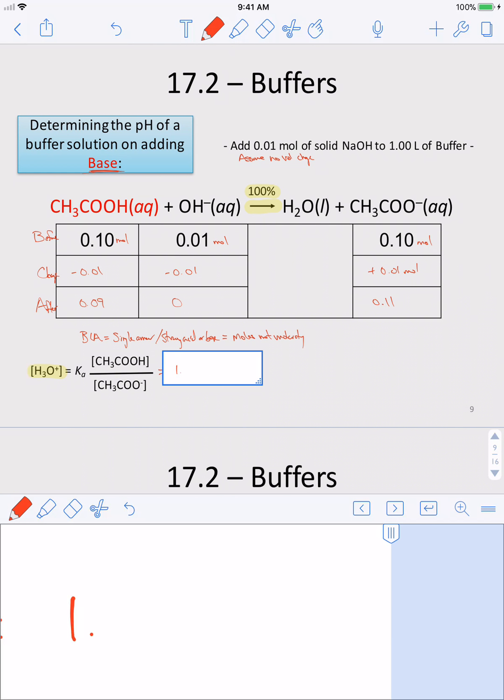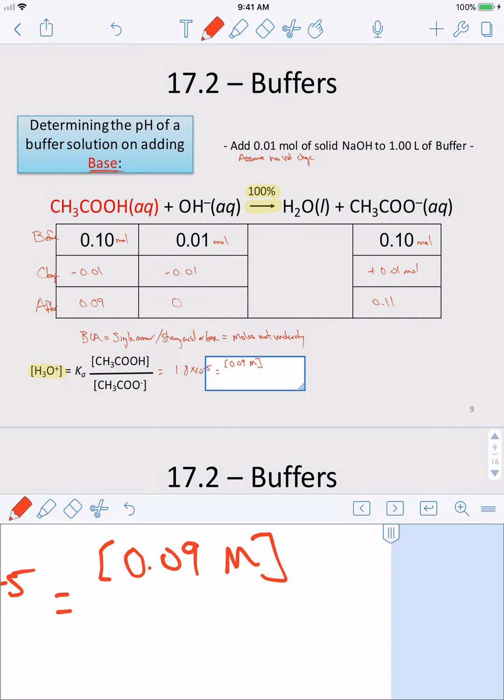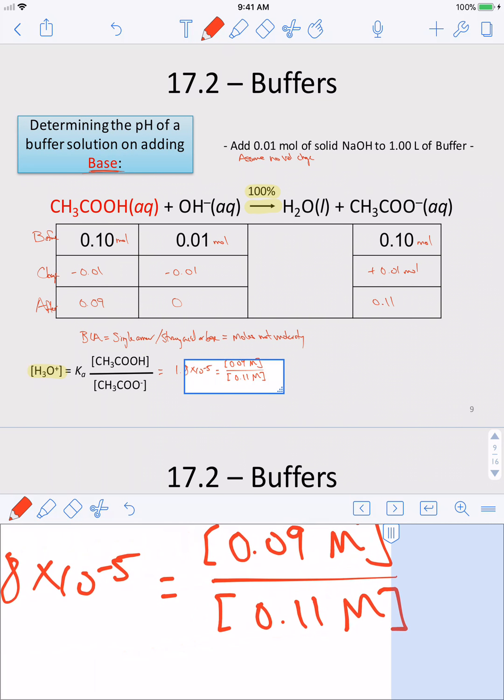Ka, 1.8 times 10 to the negative 5, equals, okay, again we have 1 liter of solution, so we have 0.09 moles of acetic acid divided by 1 liter, so we have a concentration of 0.09 molar, and we have a concentration of 0.11 molar. And this is not an equal sign, sorry. This is a multiply by sign.